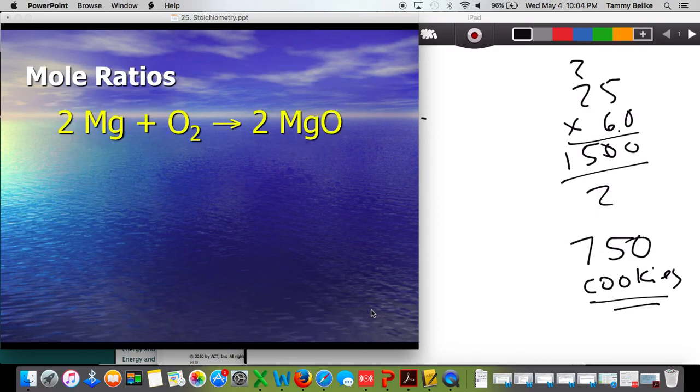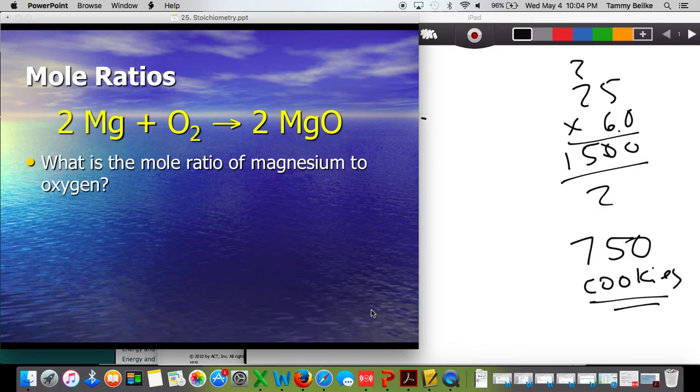So with those mole ratios, what is the mole ratio of magnesium to oxygen? Well, we just said that. There's 2 moles of magnesium for every 1 mole of oxygen. So I can write it like this: 2 moles magnesium, colon, 1 mole of oxygen. That's kind of how you write ratios, right? Something, colon, something. And this isn't minus 2. This is just that bullet point that looks like a hyphen.